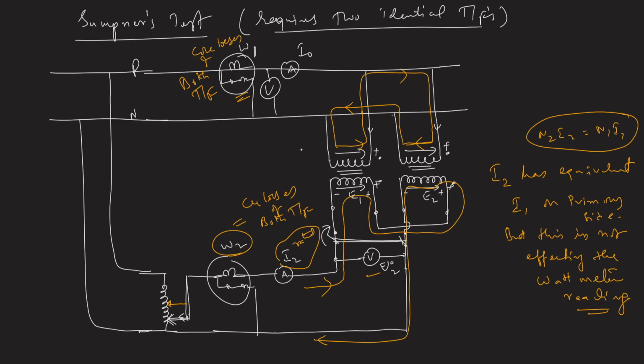And once we have these meters, same thing, W1 by 2 gives me the core loss of each transformer, and W2 by 2 gives me the copper loss of each transformer at rated current. Okay, so once we have these two, now we can calculate the efficiency at any load condition of the transformers.